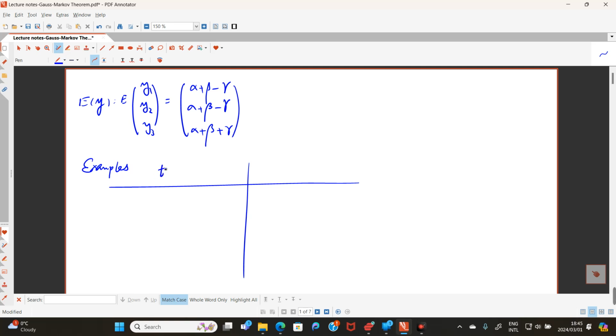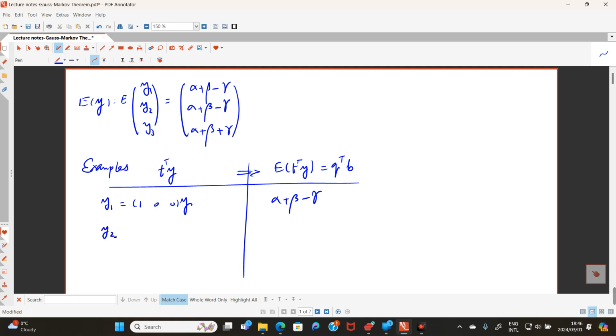We consider t prime y. I use t prime for the transpose notation, and then the expected value of t prime y equals q prime b. Here we want to illustrate the concept of an estimable linear function. For instance, in this specific example, y1 is equal to 1, 0, 0 times y, which indeed gives alpha plus beta minus gamma according to this definition here.